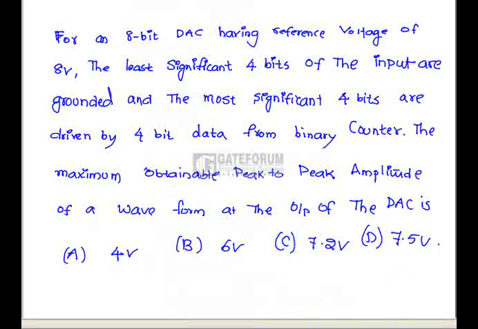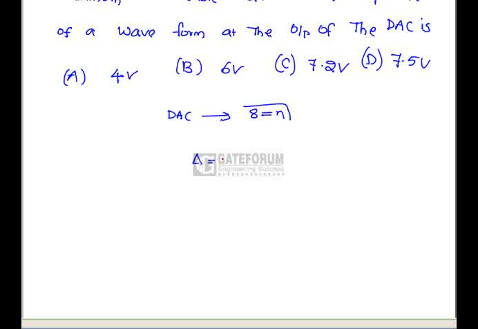For an 8-bit D2A converter having a reference voltage of 8 volts, the least significant 4 bits of the input are grounded, and the most significant 4 bits are driven by 4-bit data from a binary counter. What is the maximum obtainable peak-to-peak amplitude of a wave at the output of the D2A converter? Here, the D2A converter is having 8 bits as input, meaning n equals 8 bits. So the step size, that means the resolution, equals the reference voltage divided by 2^8 - 1, which is approximately 31.37 millivolts.